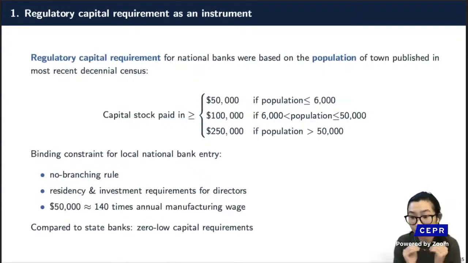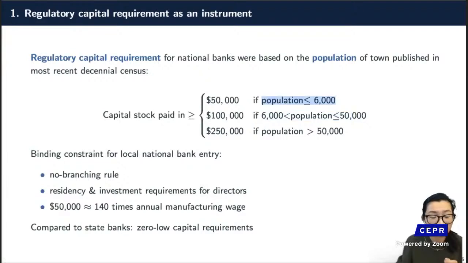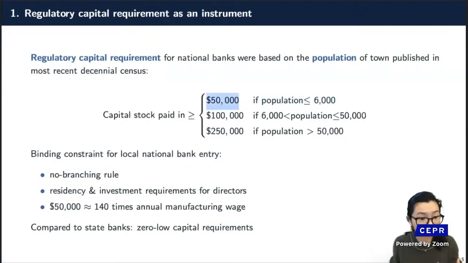The way they actually implemented it meant that there were these very stark discontinuities if you were to look at these requirements per capita. So very concretely, towns that had a small population of fewer than 6,000 people had to create banks that had at least equity or capital paid in of $50,000, whereas once you cross that threshold, the capital stock doubles.